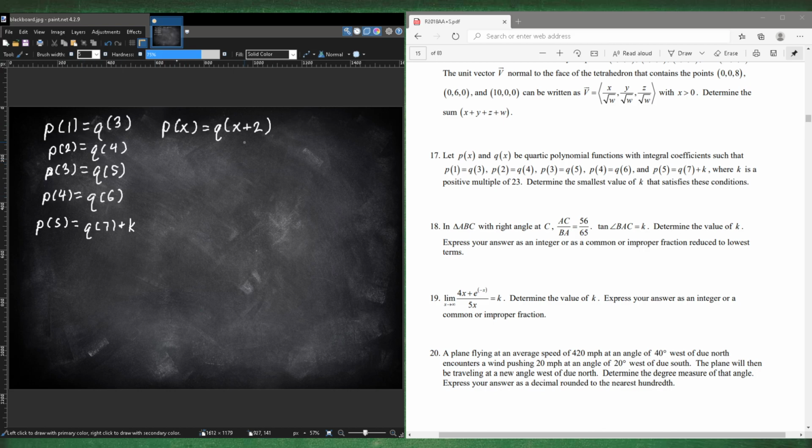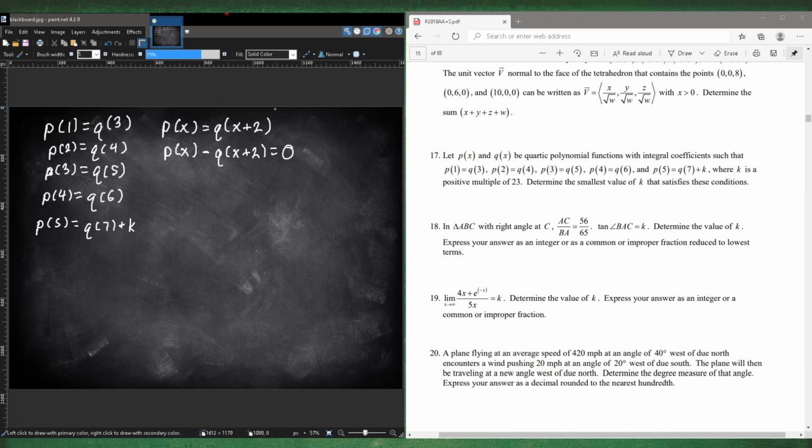So what does this tell us? Well, this doesn't really tell us anything, because if we plug in 5 here, that means P of 5 equals Q of 7, but K is a multiple of 23, so that doesn't help. So what we could do is subtract them from each other, because usually for equations, we like to get it equal to 0. Does this 0 tell us anything? Not really. We just rewrote this equation to make it equal to 0, so that doesn't really help us.